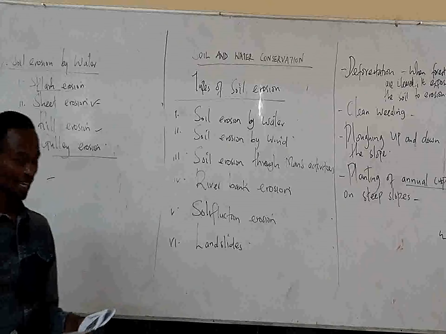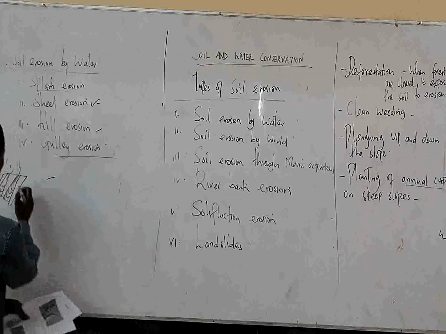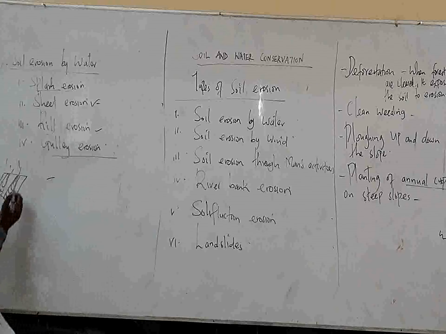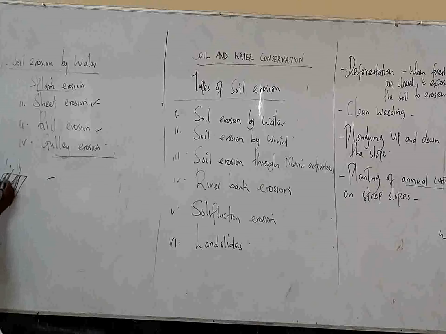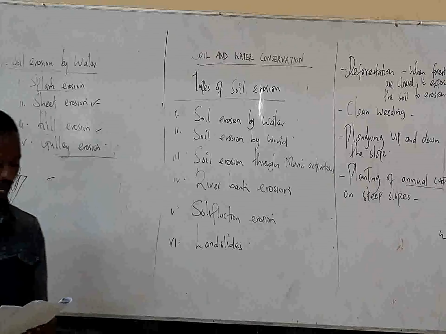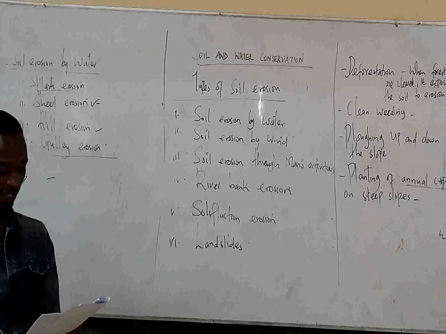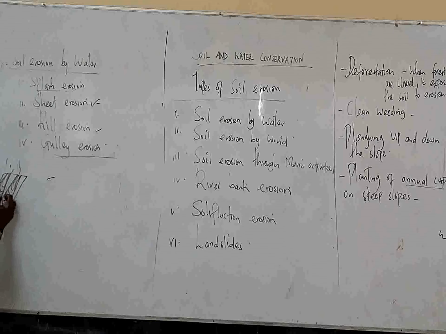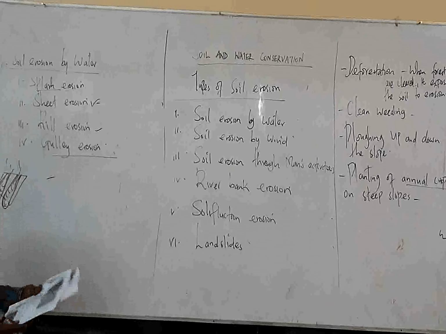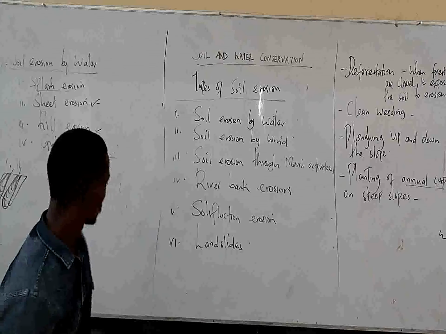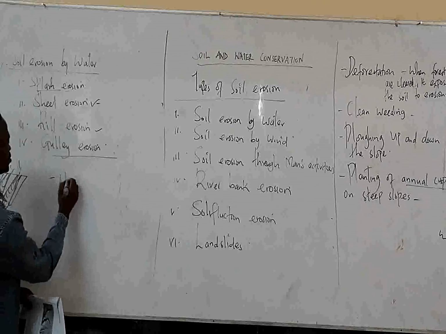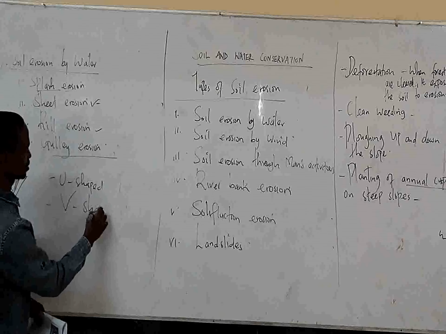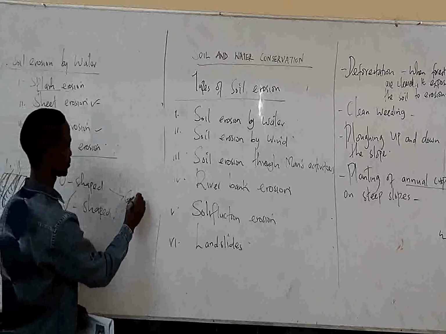Number two, channels are formed when water is flowing. Number three, the channels widen due to the moving water, because of the force of the moving water. And finally, the channels deepen due to the water movement, thus leading to gully erosion. Next time we are going to look at the two types of gully, which are the U-shaped gully and the V-shaped gully.